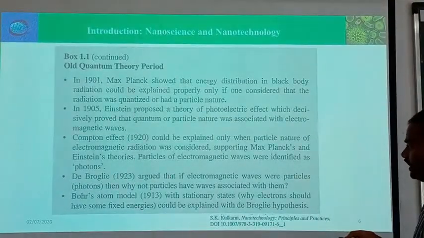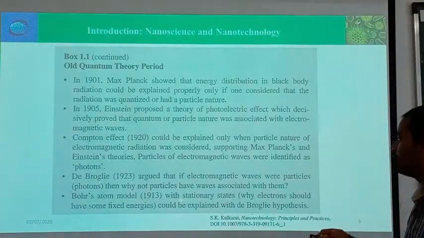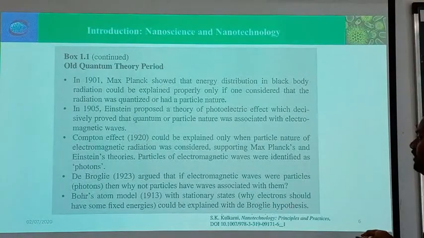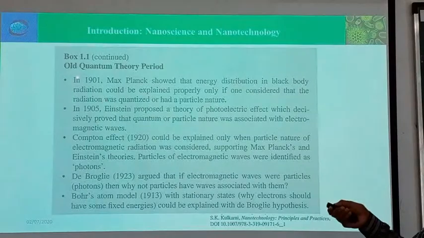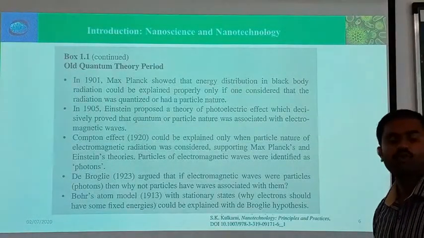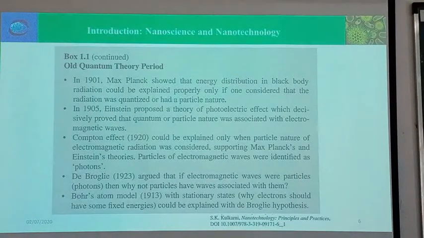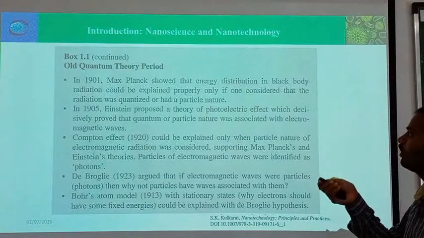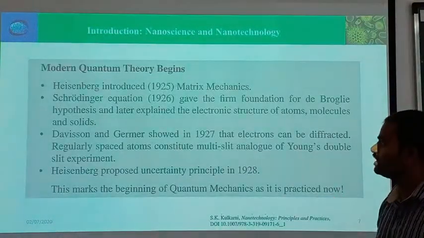The Bohr atom model in 1913, with stationary states, why electrons should have some fixed energy, could be explained with the de Broglie hypothesis. We have discussed the old quantum theory. Before going to the nanometric scale, what happens in quantum mechanics at the nanometric scale? Before that, we have discussed the old quantum theory period. Now we are discussing the modern quantum theory period.